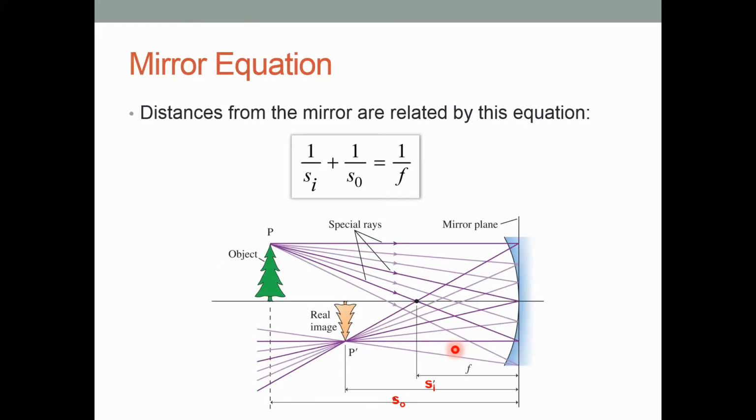Finally, the last thing we're going to talk about is the mirror equation. This is also used in lenses, and this is on your equation sheet. It says that 1 over the distance to the image plus 1 over the distance to the object equals 1 over the focal length. It's just a mathematical relationship you can use to figure out exactly where your image is going to be, if you know where your focal point is and where your object is.